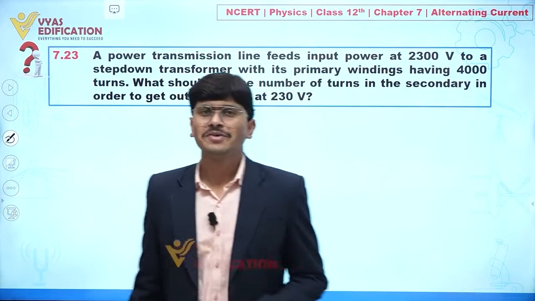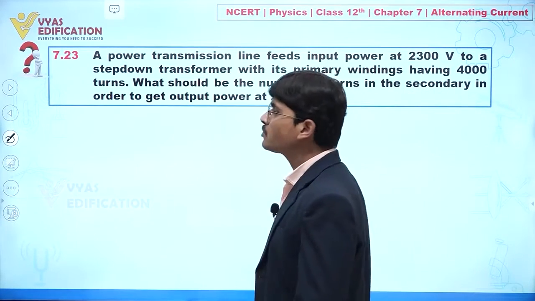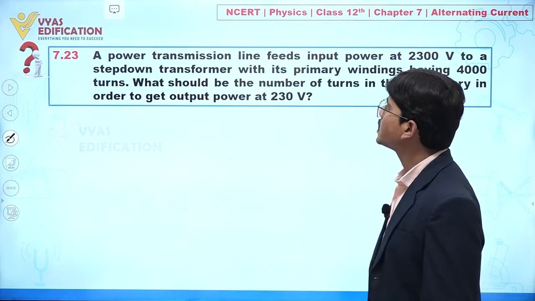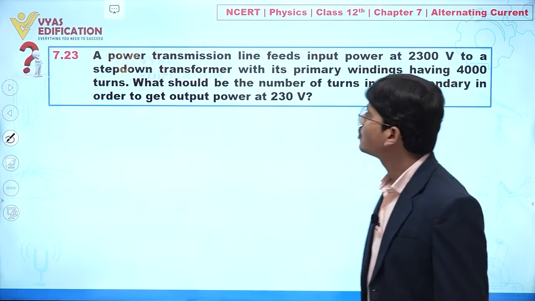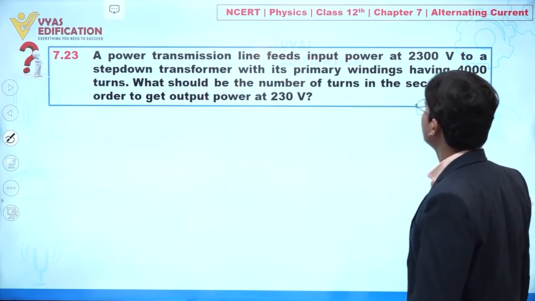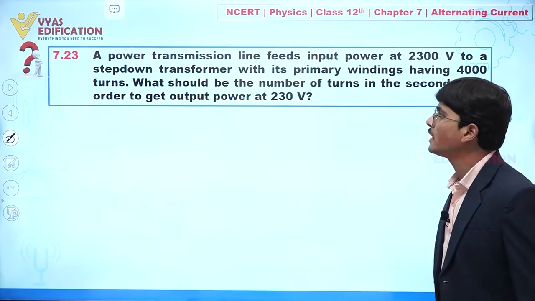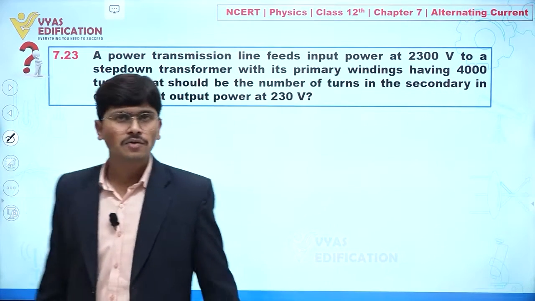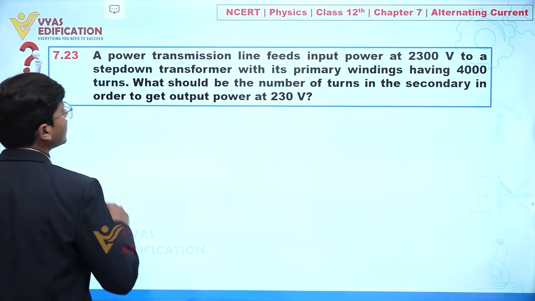Now students, we are going to discuss question number 7.23. In this question it is given a power transmission line feeds input power at 2300 volt to a step down transformer with its primary winding having 4000 turns. What should be the number of turns in the secondary in order to get output power at 230 volt?